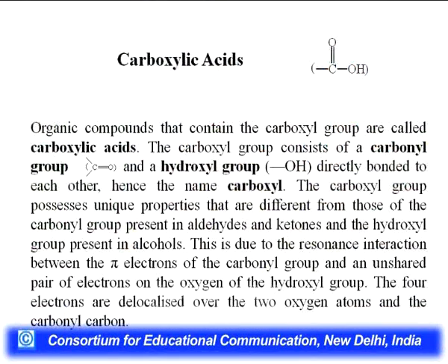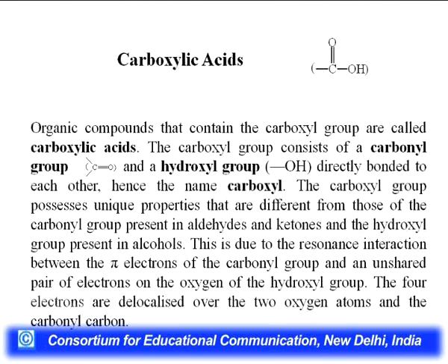The carboxyl group consists of a carbonyl group, C double bond O, and a hydroxyl group, OH, all directly bonded to each other, hence the name carboxyl. The carboxyl group possesses unique properties that are different from those of the carbonyl group present in aldehydes and ketones, which we discussed in the last series of lectures, and the hydroxyl group present in alcohols.